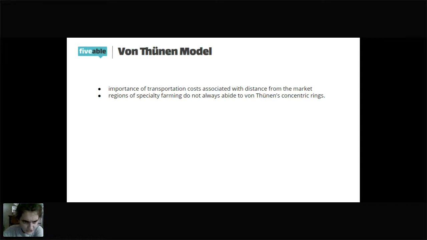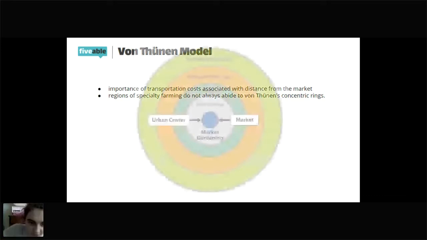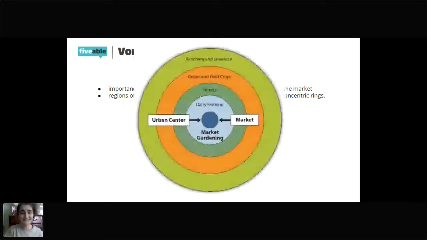Regions of specialty farming do not always abide by the concentric rings. Okay, so his whole idea is that the region where markets are depends on the cost and the type of goods they produce. For example, dairy farming: the market is in the middle, the urban center, where people are living and consuming stuff, right? So dairy farming would be very close to the market.